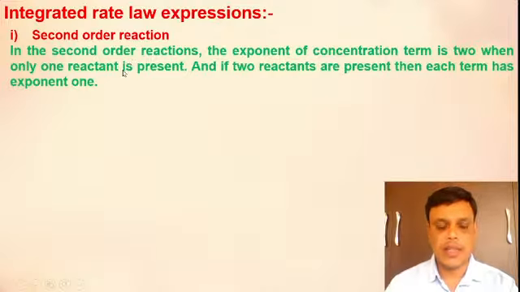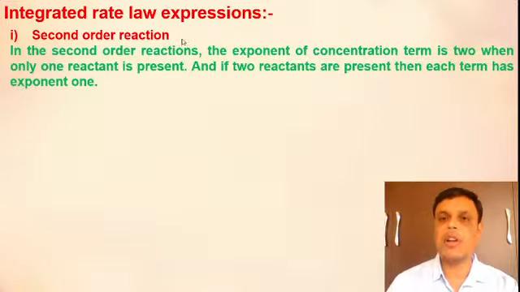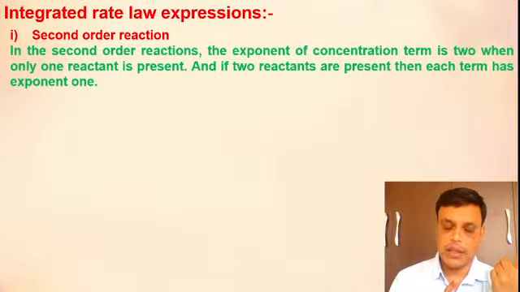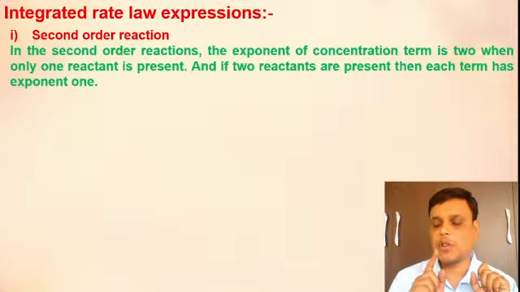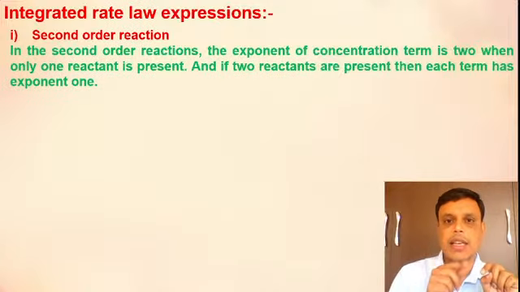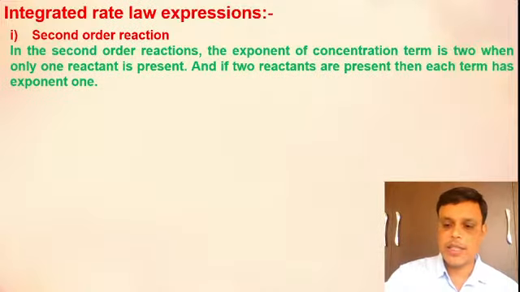As I have told you, in second order reactions the exponent of the concentration term is 2 when only one reactant is present. For example, the reaction A goes to B has only one reactant. In that case, your rate equation will contain the concentration term with exponent 2. And if two reactants are there, for example A and B, then each term has exponent 1. We will see an example here.